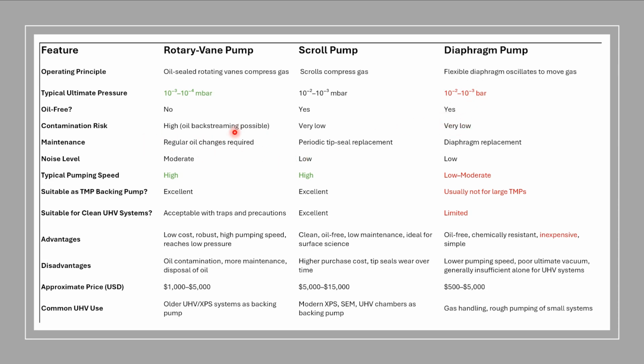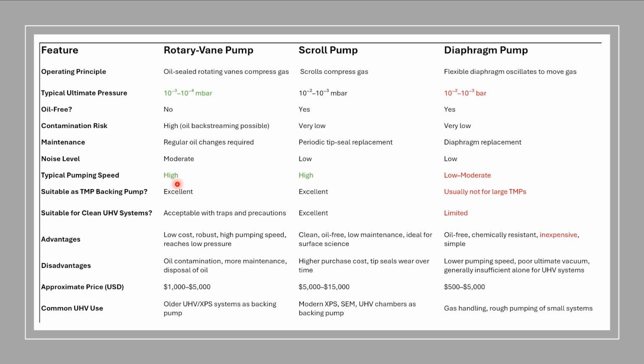You have to change the oil for the Rotary-Vane pump. You have to change the tip seal for the scroll pump, and maybe you will need to change the diaphragm for the diaphragm pump if you are using corrosive gases. Otherwise, you don't have to change the diaphragm if you are not using corrosive molecules. And the noise level is moderate, not the worst, but pretty high. For the scroll pumps and the diaphragm pumps, it is low.